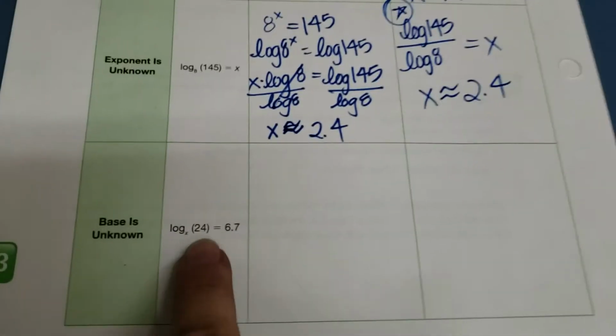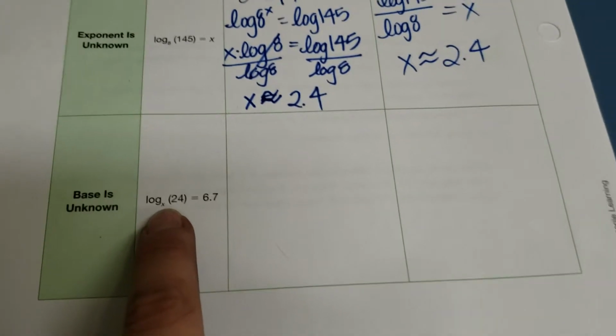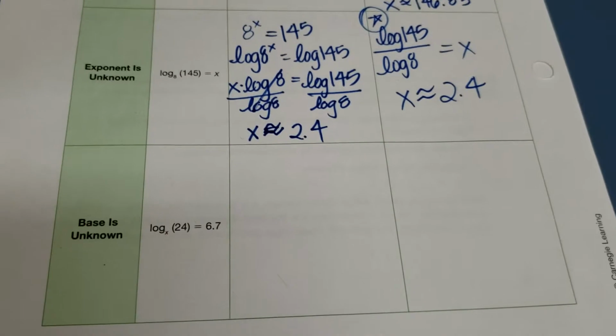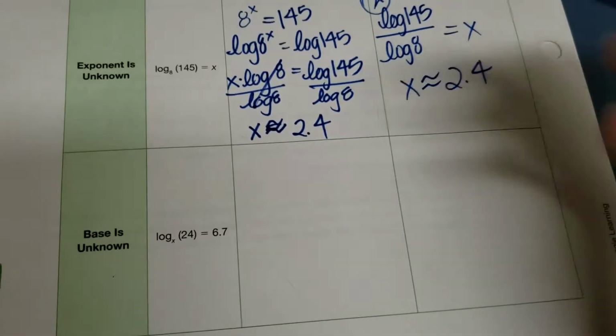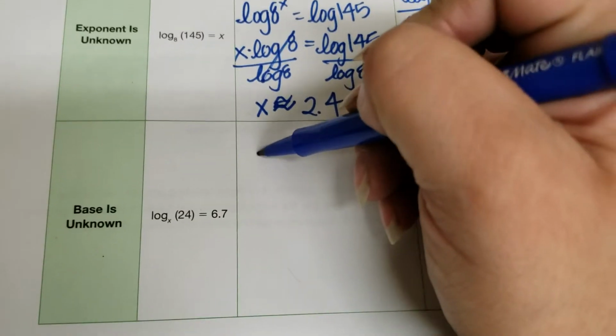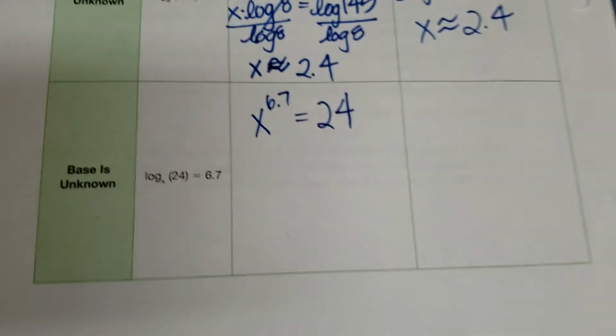The last one is, what do I do if I don't even know what the base is? Right? And I'm going to be honest with you here. I'm not likely to ask you a question like this, but I want you to know how to handle it if you do run into something like this. So, I would just go ahead and put it in exponential form. x to the 6.7 equals 24.